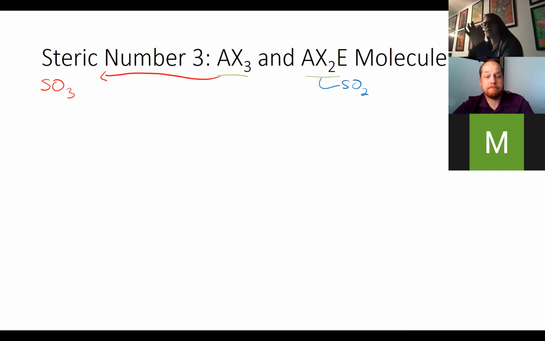Hello, good morning. Could the coefficient give us a hint on which steric number it is? You know, SO3, AX3, or is that just giving us an easy example? If you know, yeah, so that's a really good question.